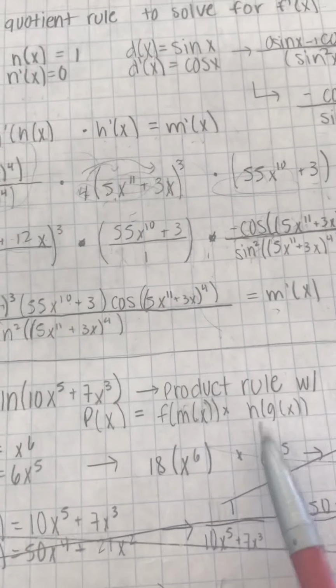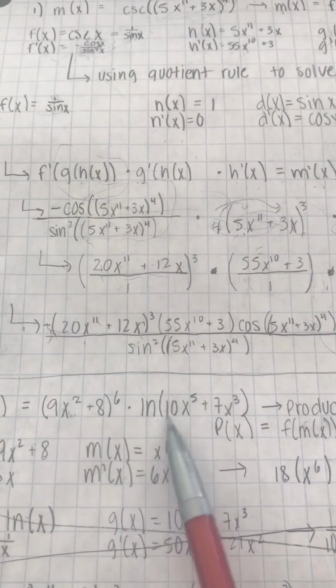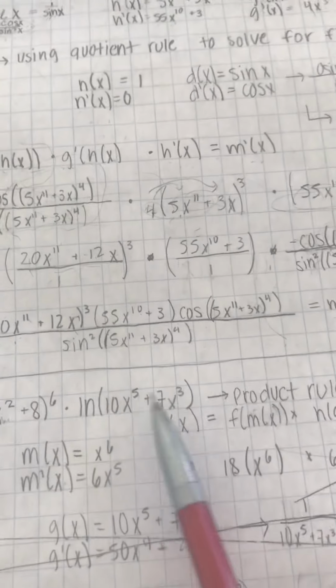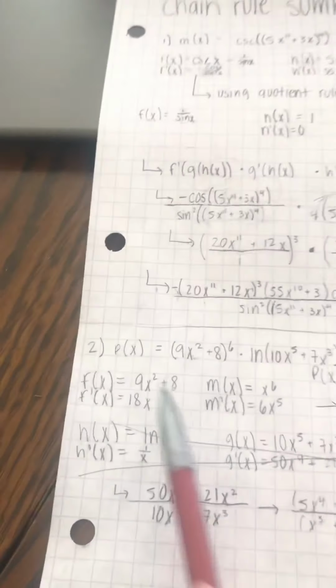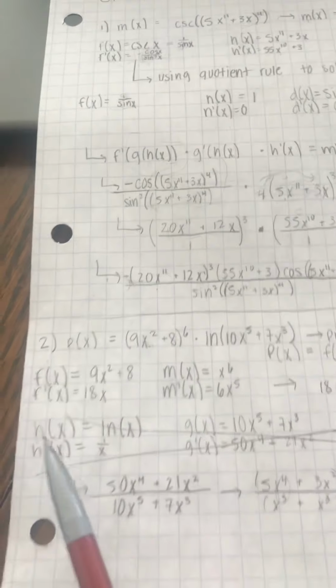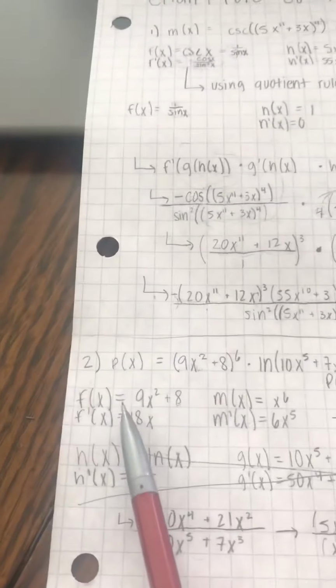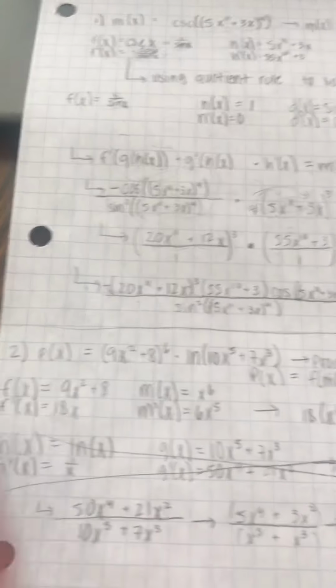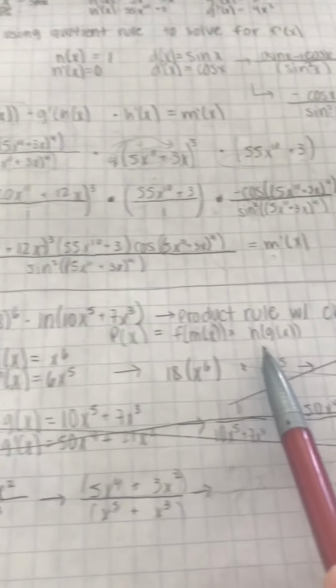So that's being multiplied by h of g of x, and h of x is this natural log because it's affecting everything inside, and then g of x is the 10x to the power of 5 plus 7x to the power of 3. If you see here, I actually wrote it out wrong originally. I said that f of x was 9x to the power of 2. That's wrong, and I ended up doing it right later, but I'm going to identify that in case you see it in the video. What I did right, and I accidentally crossed out, is the h of x and the g of x. That part I did write out right here.